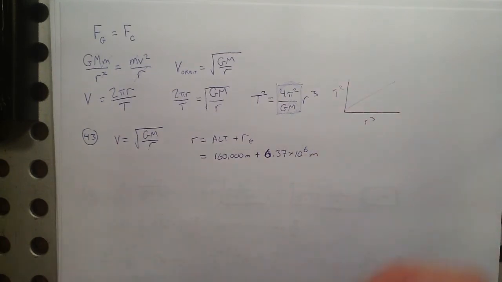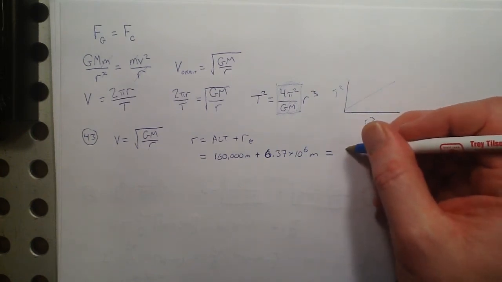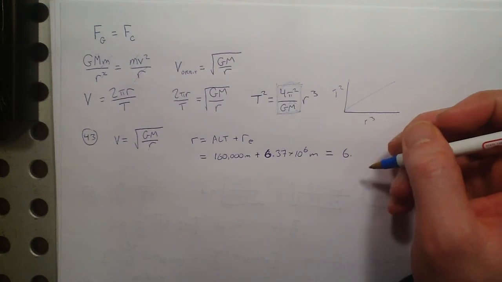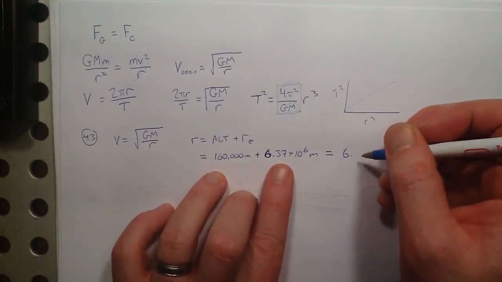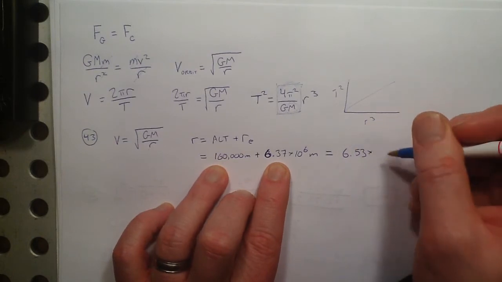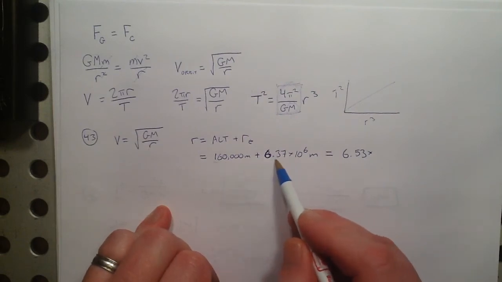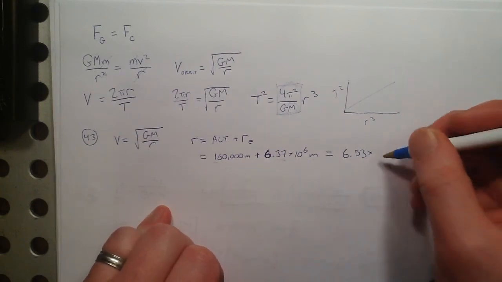Meters. So the r we need to use is the sum of those two, and that gives me 6.53 times 10 to the 6th. You can check my work there, and you can do it with your calculator, of course.